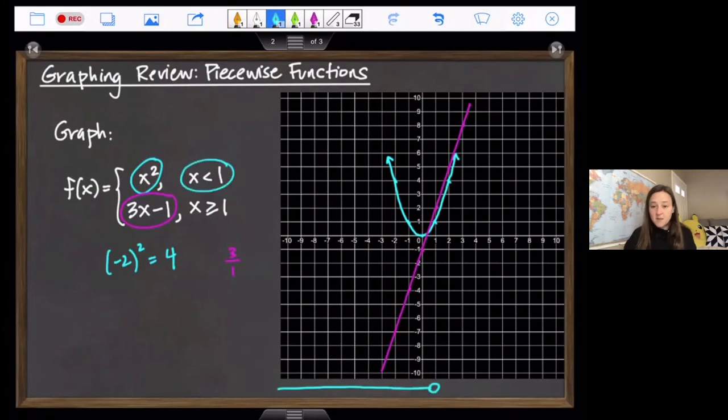So the pink graph says, I want that graph of 3x minus 1, but only if x is bigger than or equal to 1. This is where we draw that filled in circle at 1, and bigger than or equal to means to the right. So I'm going to fill in at x equals 1 and shade to the right. That's the only part of the pink graph that this function wants. And again, I'm going to slide that down so it gets out of my way.